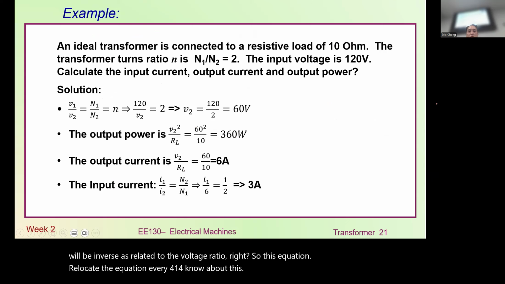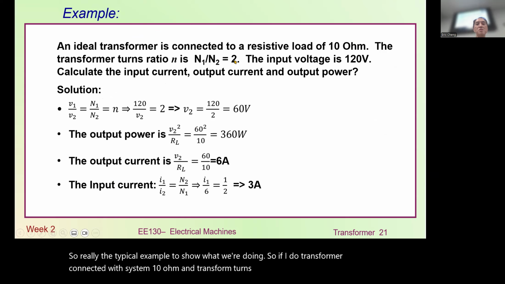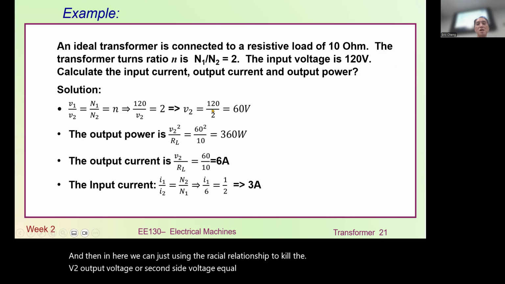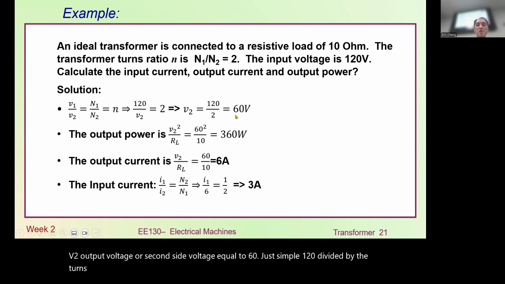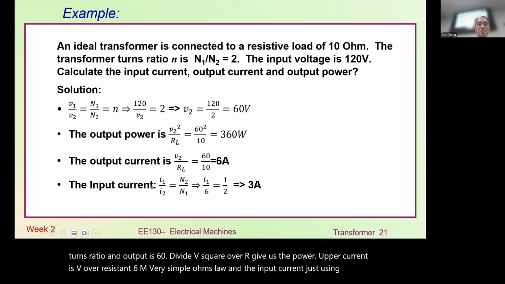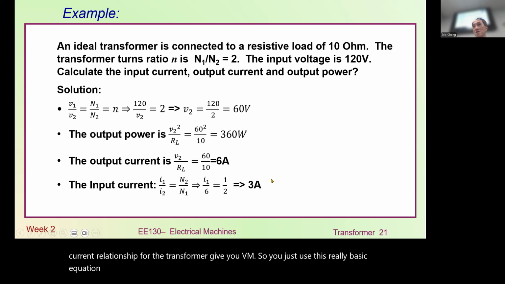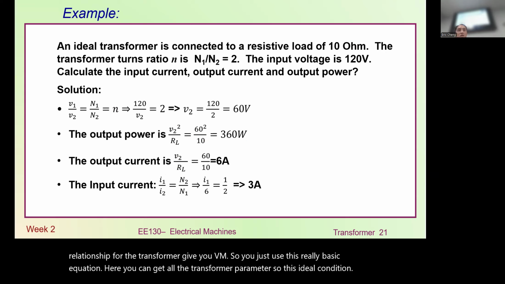Here is a really typical example to show what we're doing. An ideal transformer is connected with a 10 ohm resistance, with transformer turns ratio N1 over N2 equal to 2 and input voltage 120. Calculate the input current and output power, right? The basic equation for the turns ratio is this one. Then we can just use the ratio relationship to calculate V2, the output or secondary side voltage, equal to 60, just 120 divided by the turns ratio. With output voltage 60, V squared over R gives us the power. Output current is V over resistance, 6 A. Very simple Ohm's law. And the input current, just using the current relationship for the transformer, gives you 3 A. So you just use these really basic equations and you can get all the transformer parameters. This is the ideal condition. Really basic.